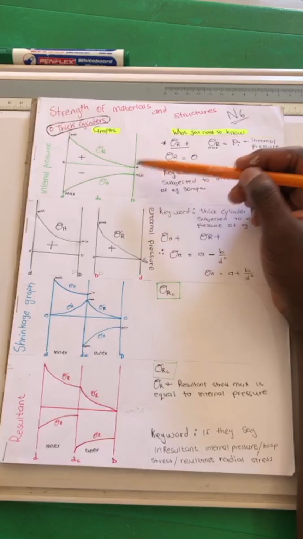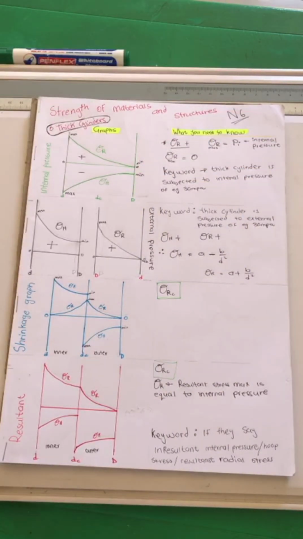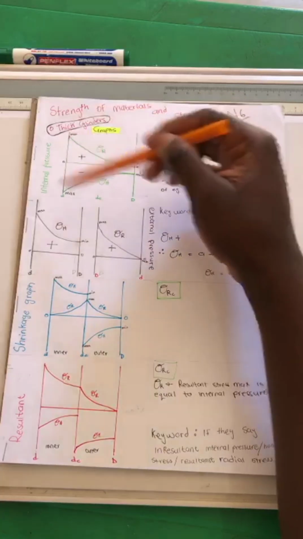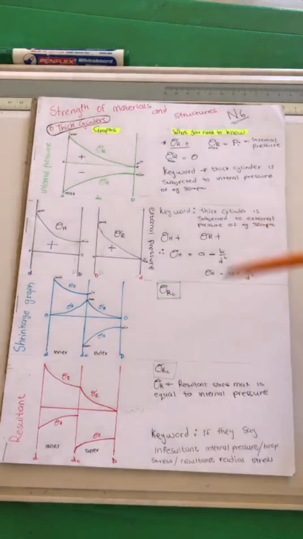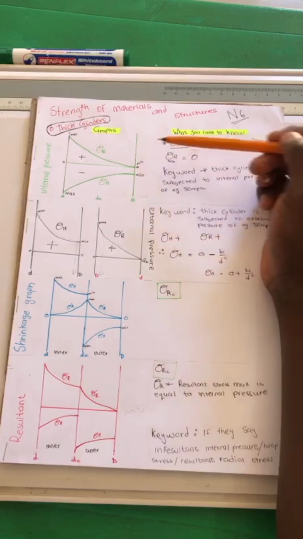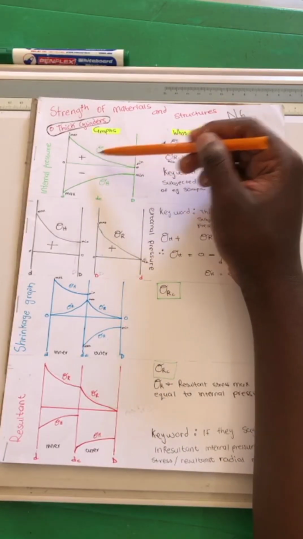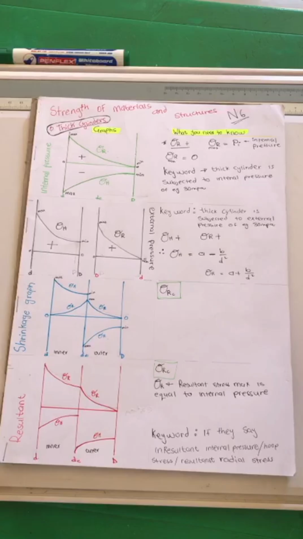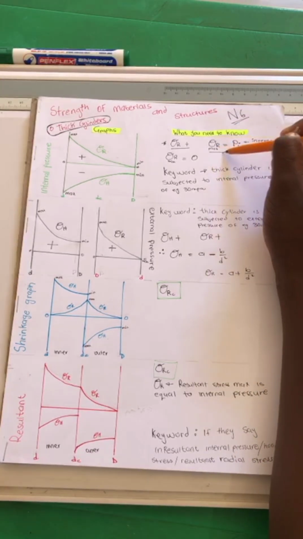This internal pressure graph is when a thick cylinder experiences pressure internally, and we express it in graphs in this manner. So the radial stress is positive and the hoop stress is negative. What you need to know is that when they say the internal pressure is 30 megapascals, it is actually your radial stress max.